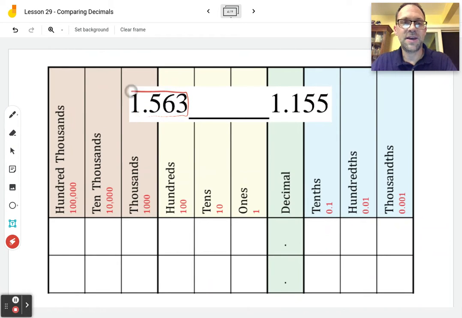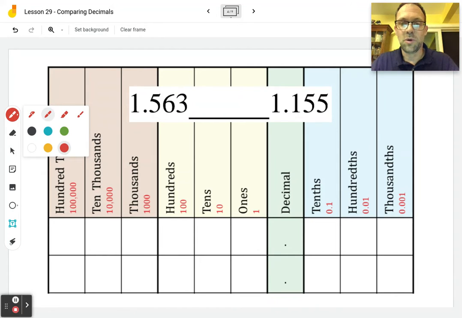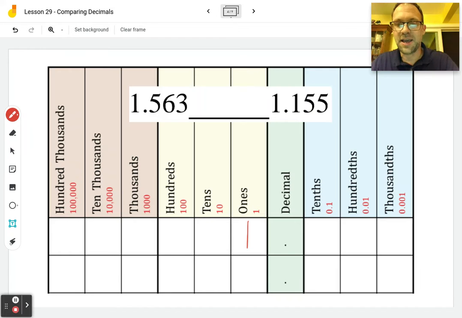1 and 563 thousandths, 1 and 155 thousandths. Let's begin by writing these numbers on our place value chart. The 1 goes in the ones place, the 5 goes in the tenths place, the 6 in the hundredths, and the 3 in the thousandths place.